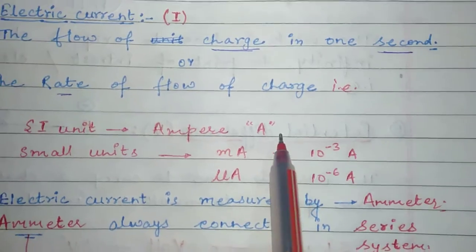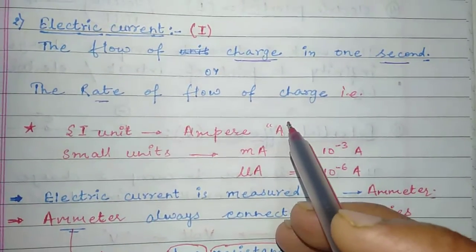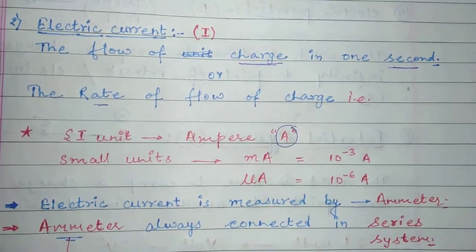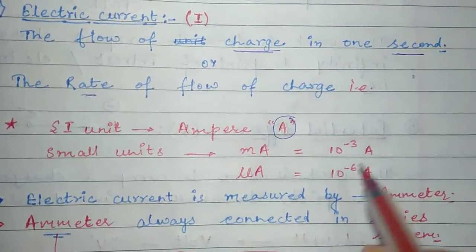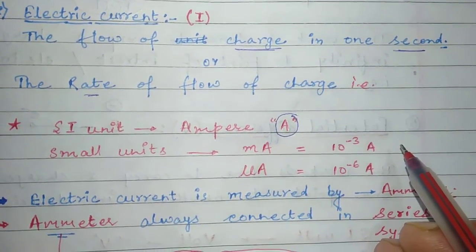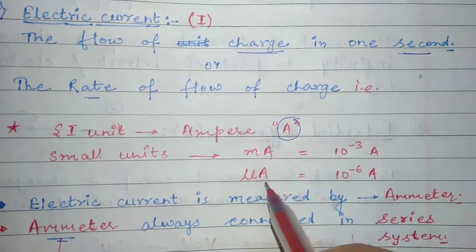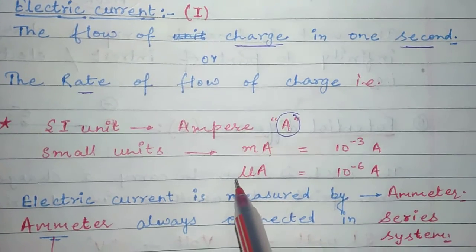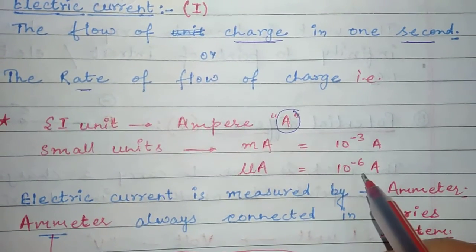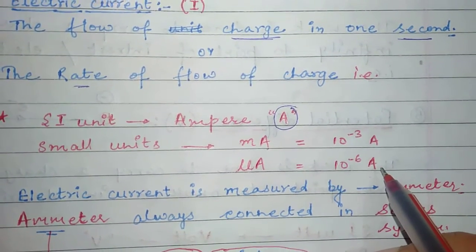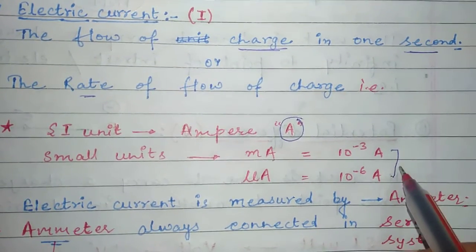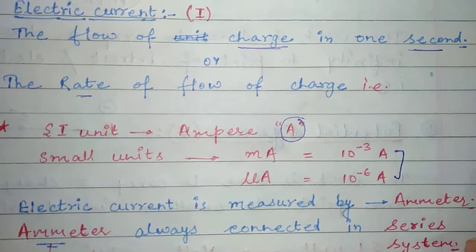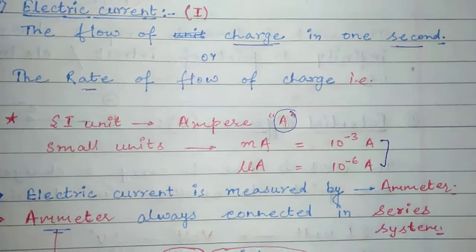Then students, here we'll discuss the SI unit of electric current. That is the ampere. The smaller units of electric current are the milliampere, which is equal to 10 to the power minus 3 ampere, and the microampere, which is equal to 10 to the power minus 6 ampere. Both these units are used to solve the numerical questions in this chapter.